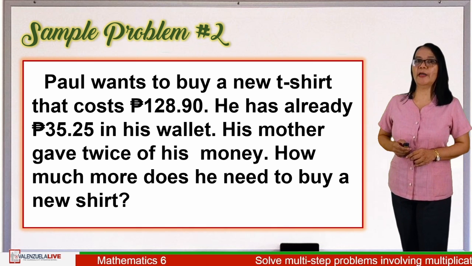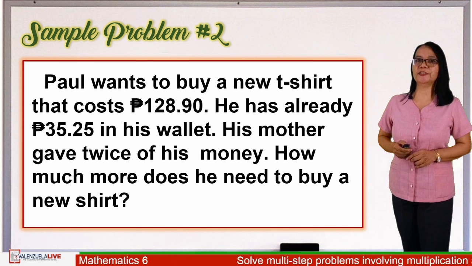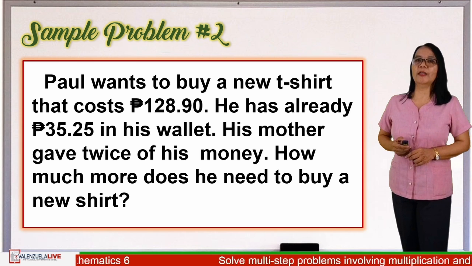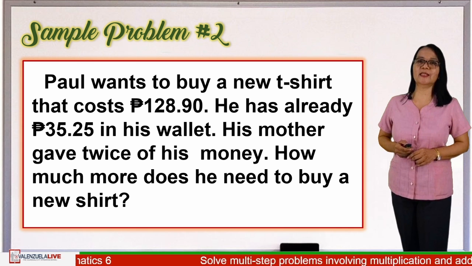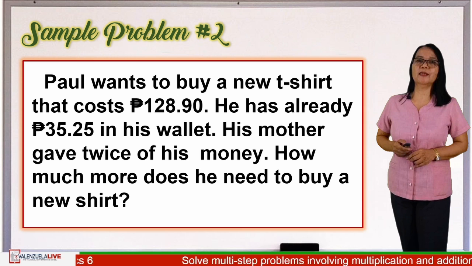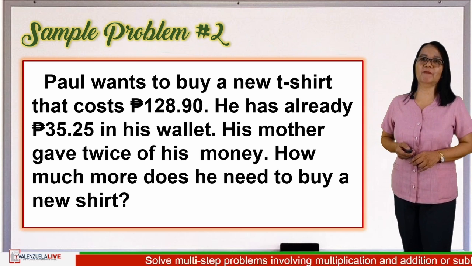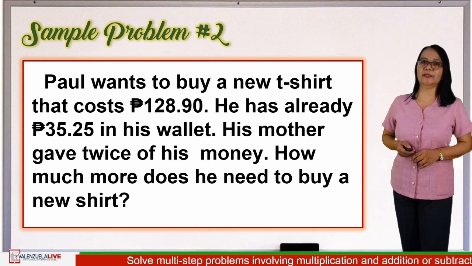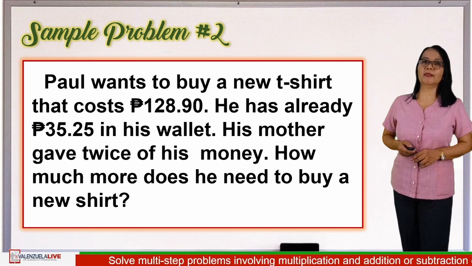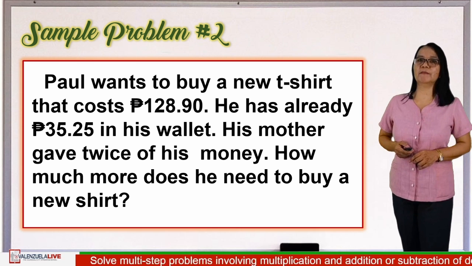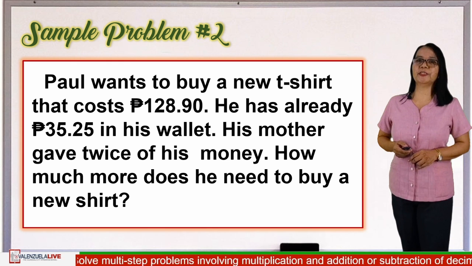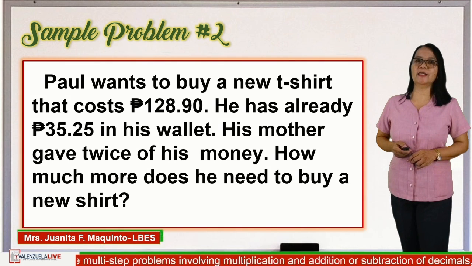Paul wants to buy a new t-shirt that costs 128 pesos and 90 centavos. He already has 35 pesos and 25 centavos in his wallet. His mother gave him twice of his money. How much does he need to buy a new t-shirt?